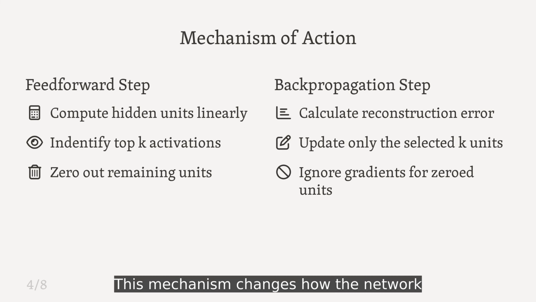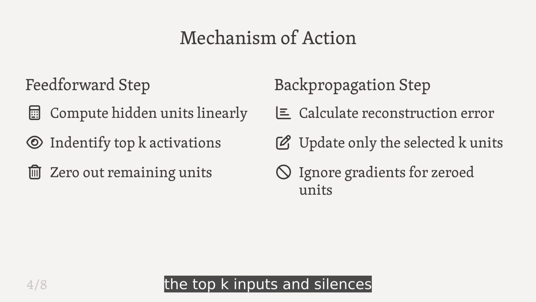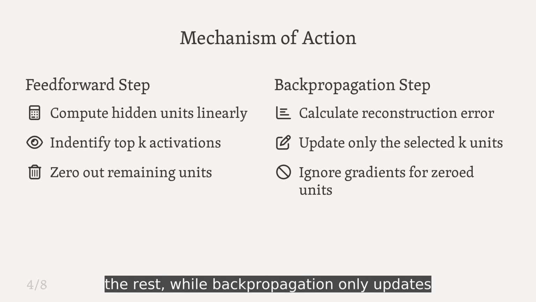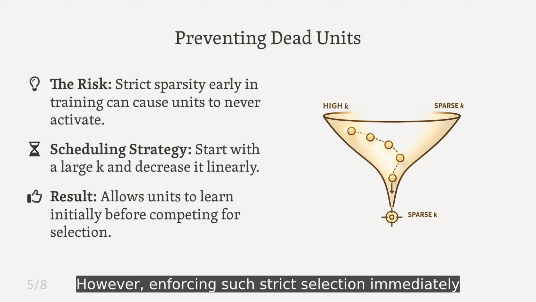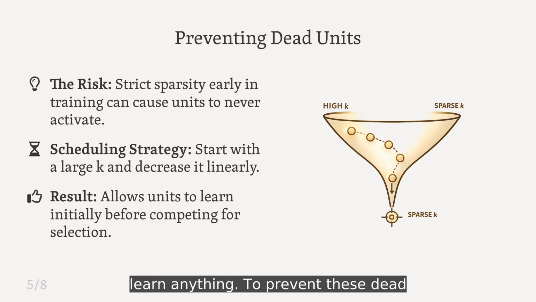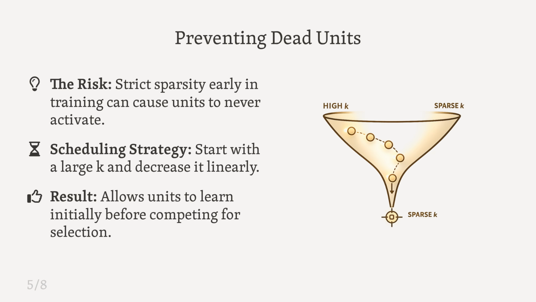This mechanism changes how the network learns compared to standard models. During the forward pass, the system identifies the top k inputs and silences the rest, while backpropagation only updates the weights associated with those specific active units. However, enforcing such strict selection immediately can kill off neurons before they learn anything. To prevent these dead units, the researchers implement a scheduling strategy where they start with low sparsity and gradually increase the pressure over the course of training.